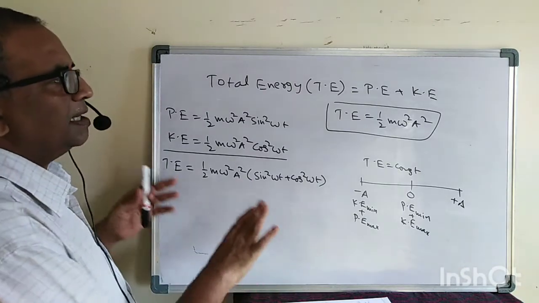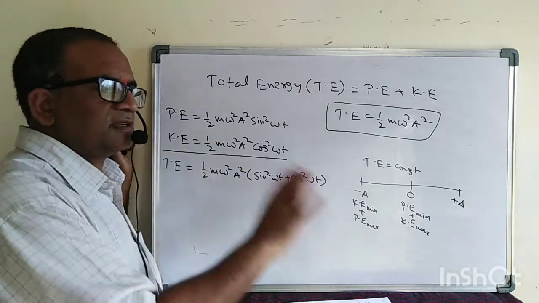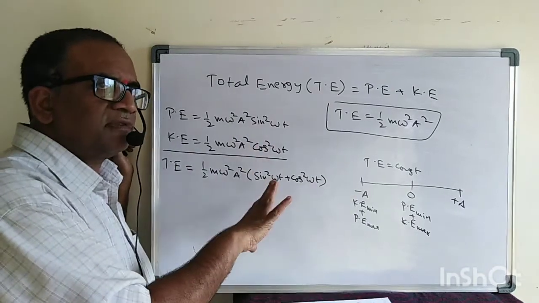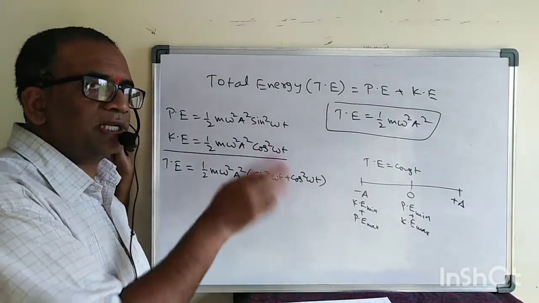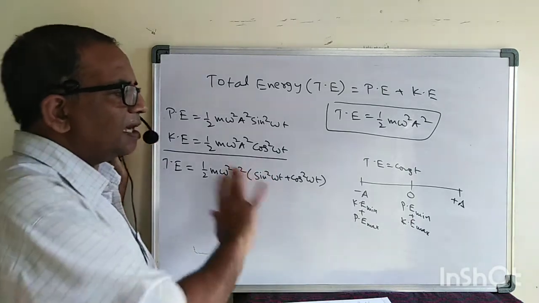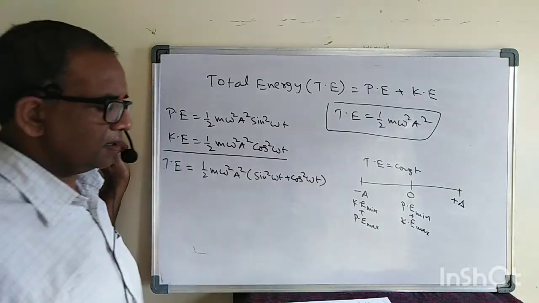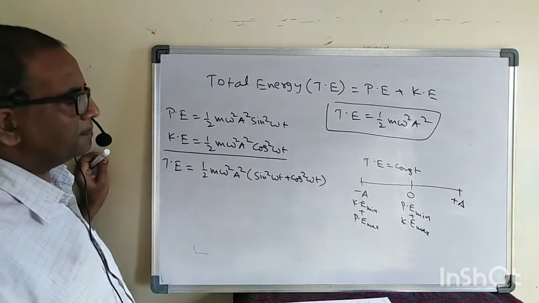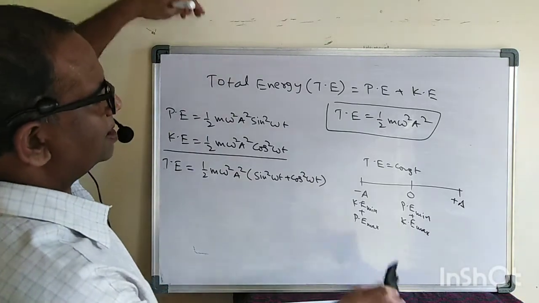We are having simple frictionless surfaces, very smooth surfaces, and massless springs here. So everything is almost ideal cases here. Are you following what I am saying? So this is about total energy.